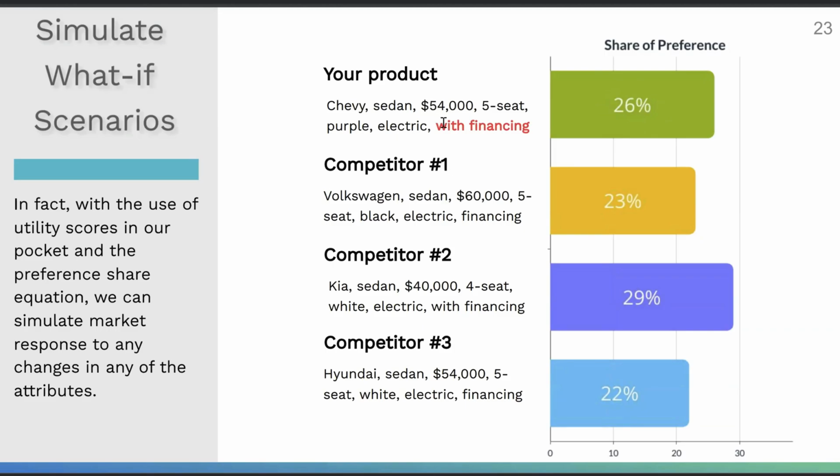What if I sell it not for $54,000 but for $40,000? What would that do to my preference share? And so this is basically how simulators are created from a conjoint analysis. And we will have a webinar later this year about how to create simulators and how to do all these simulators. That's beyond today's topic.